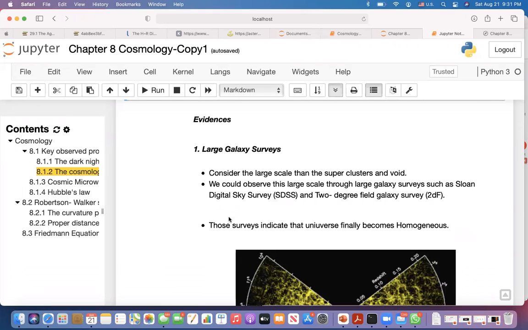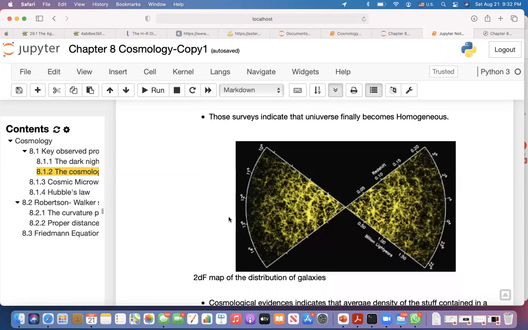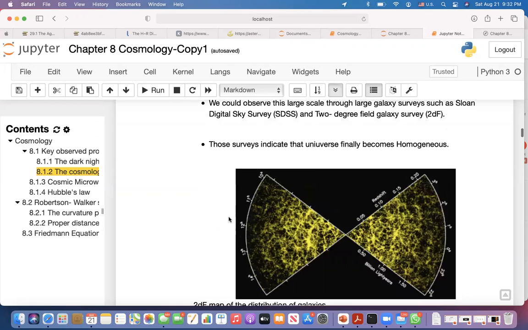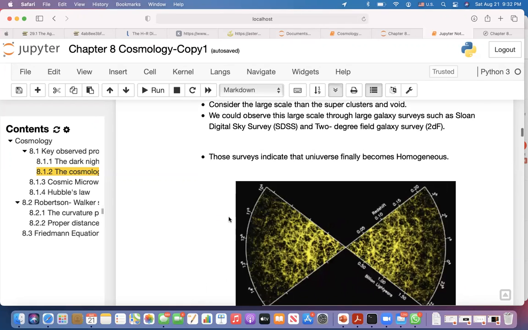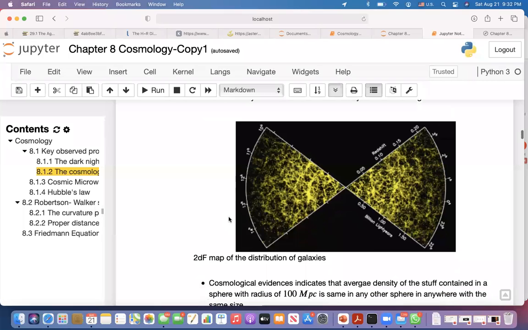Now, the advantage of these surveys is that when you go for these very large scale galaxy surveys and map all the galaxies, then you can directly tell that the universe finally becomes homogeneous, right? Now this is a map generated from this particular survey called the 2-degree field galaxy survey. And you can see that you have supercluster structures and voids here.